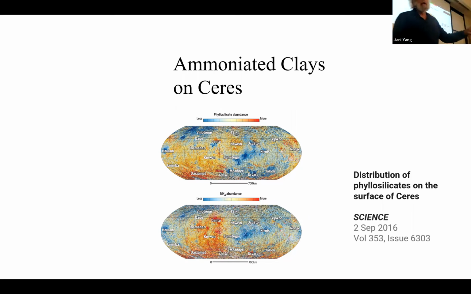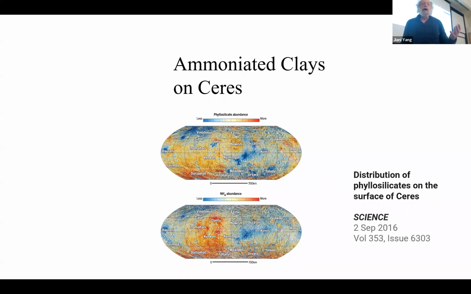The counter ion in the clay was not the usual potassium or sodium or calcium. It was ammonia. It was the ammonium ion. And this is very interesting because in order to explain where the ammonium ion came from, they believe that Ceres may have been formed not in the asteroid belt, but from farther outside the asteroid belt, and then came into the asteroid belt.